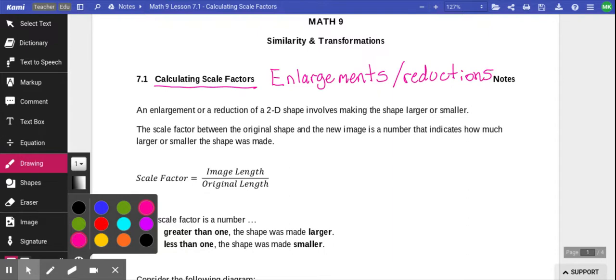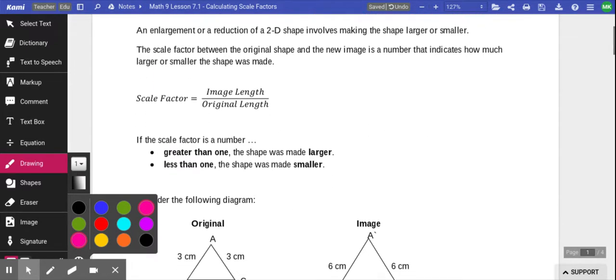So we're going to make objects bigger. That's what an enlargement is. And smaller. That's what a reduction is. And we're going to do that by using something called a scale factor. We're just going to basically jump in.